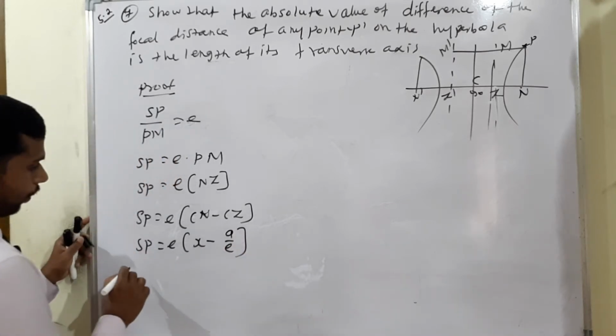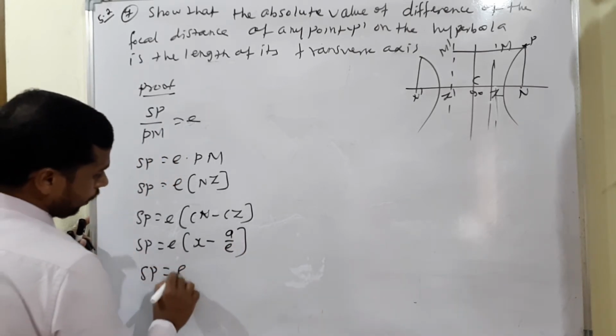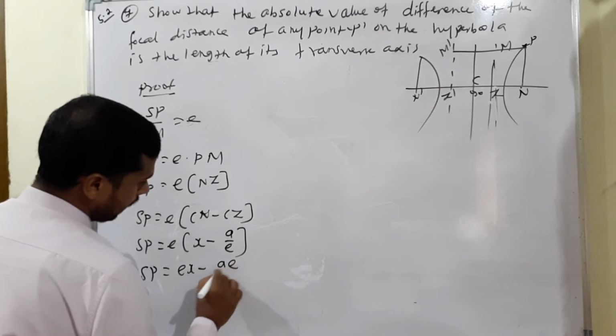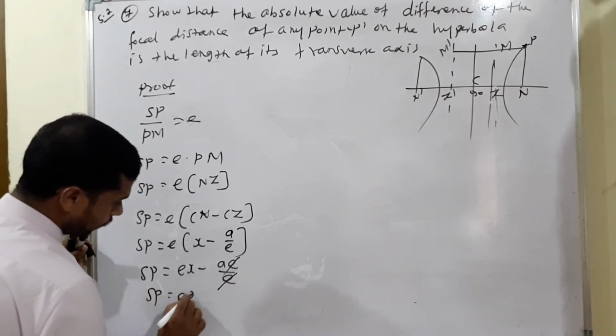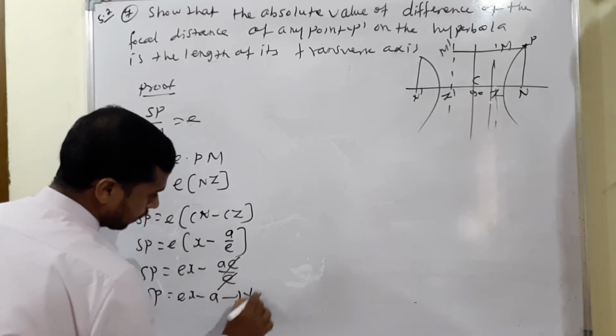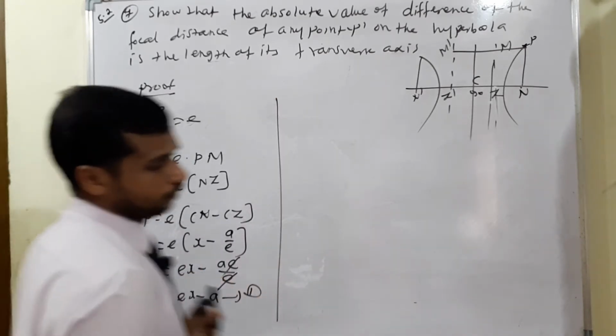That is the directrix point. Therefore, SP is equal to E into (x minus A by E). Removing the bracket, SP is equal to (Ex minus AE) divided by E... AE cancels. Therefore, SP is equal to Ex minus A. This is considered equation number 1.